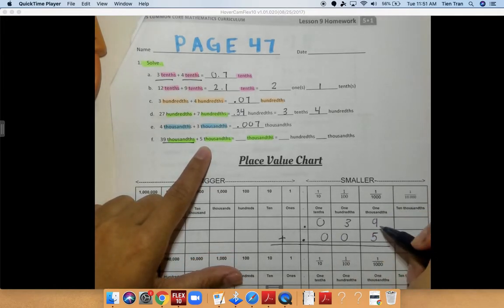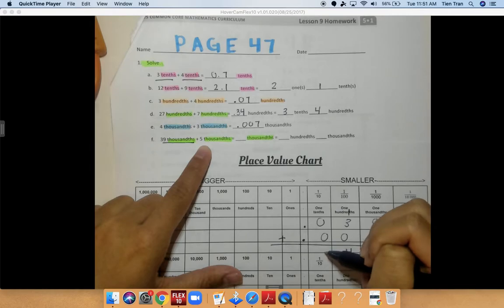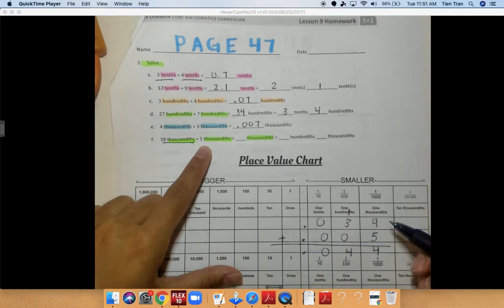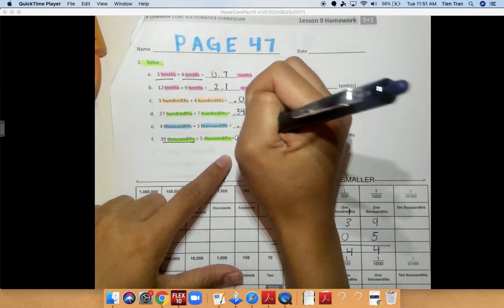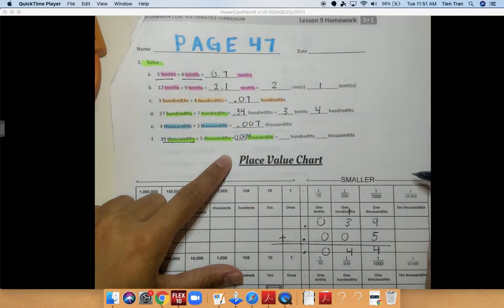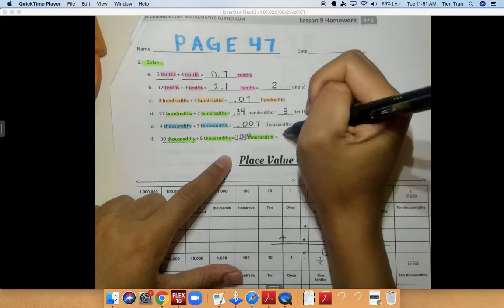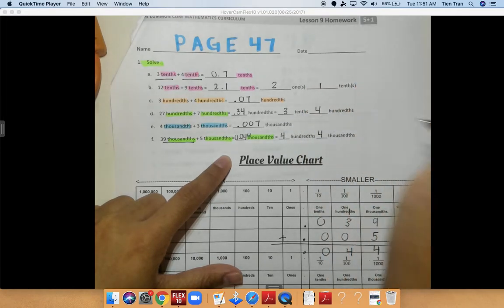Now I'm going to add. 9 plus 5 is 14. Carry the 1, bring down my 4. 3 plus 1 is 4. Bring down my 0, bring down my decimal. So my answer is 0.044, which means that I have 4/100 and 4 thousandths.